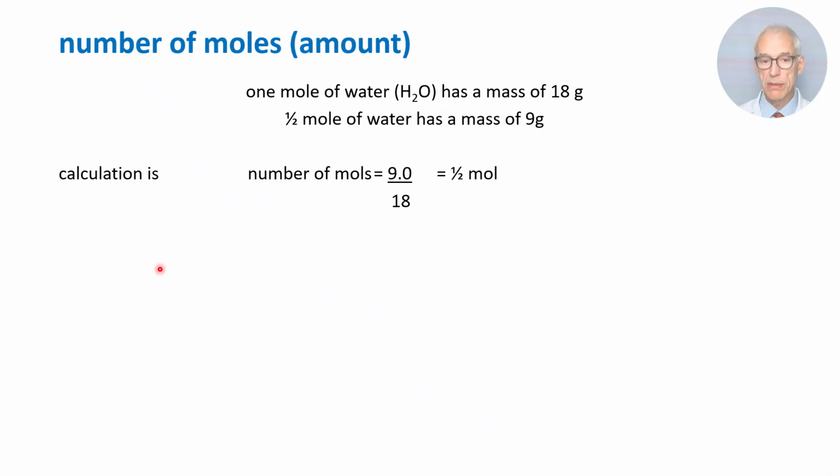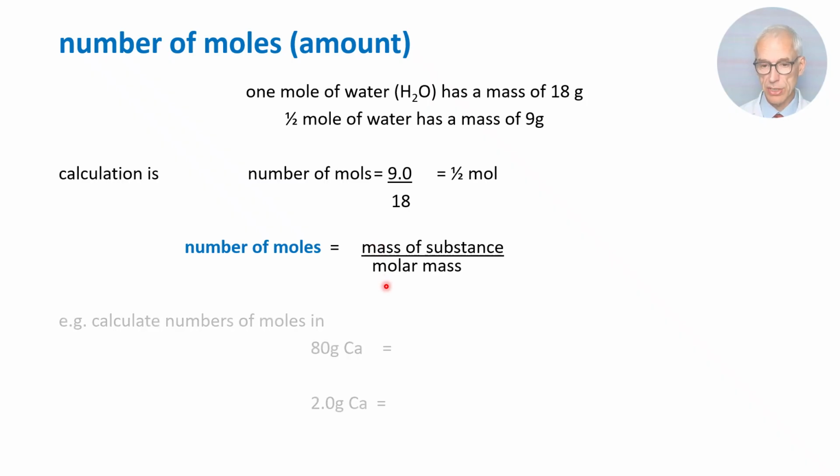You're not aware of it, but you did a calculation. The number of moles was 9 over 18, which comes to half a mole. That is, the number of moles, which was a half, is the mass of substance, which was 9 grams, divided by the molar mass. So there is our formula. Number of moles is equal to the mass of substance divided by the molar mass of that substance.